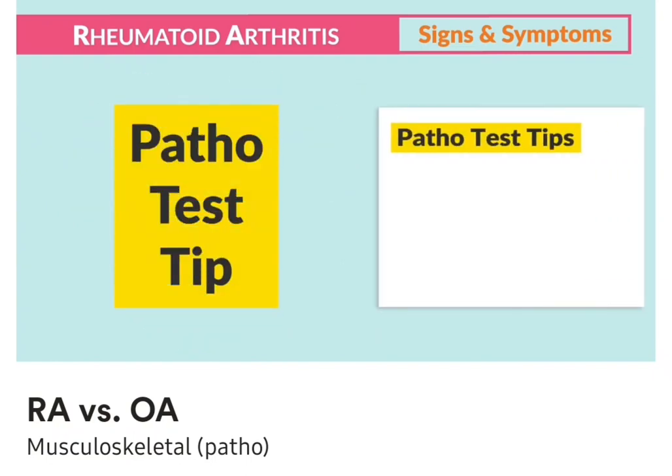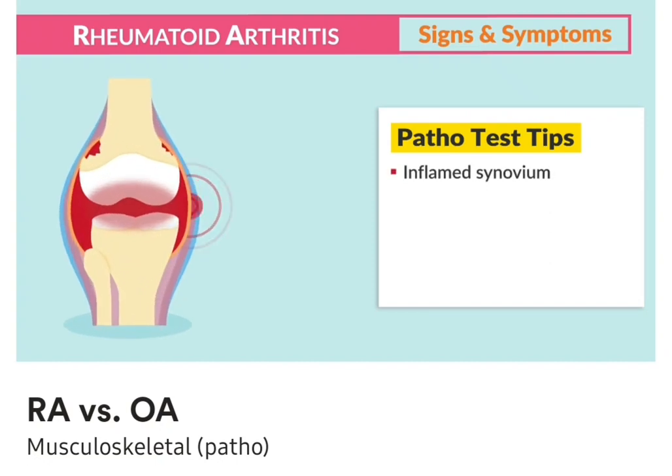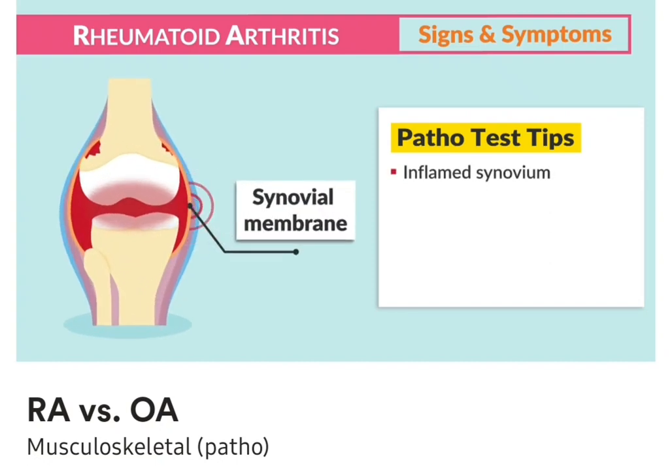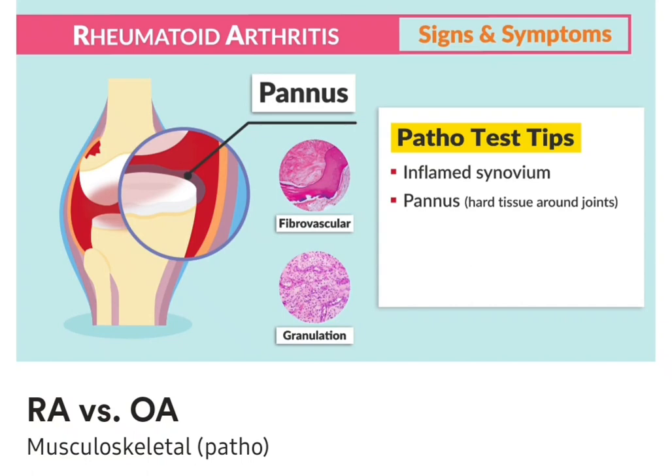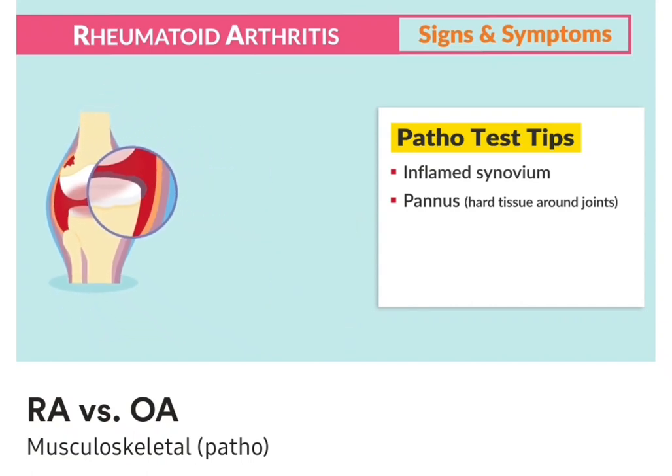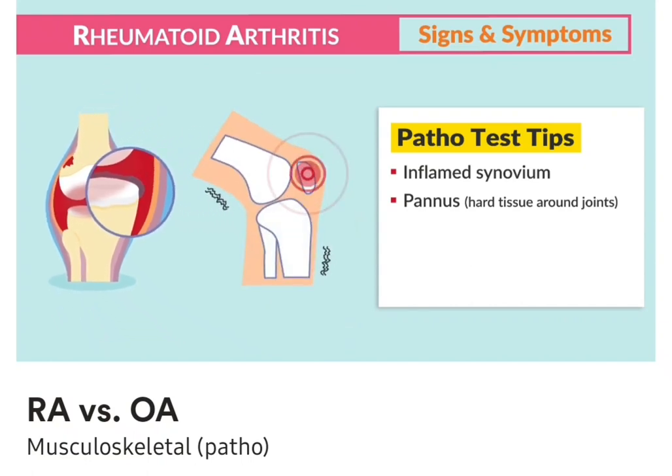Okay, now for patho test tips. A few key terms that you should write down and know for your pathophysiology exams. So first up is inflamed synovium. Fancy words for the synovial membrane, the soft tissue that lines the space in between the joints. Next is pannus, which is a hard tissue around the joints. Now, this is a new abnormal layer that is made up of fibrotic or fibrovascular tissue or granulation tissue. Basically, it's scar tissue from all that inflammation, making the joints harder to move.